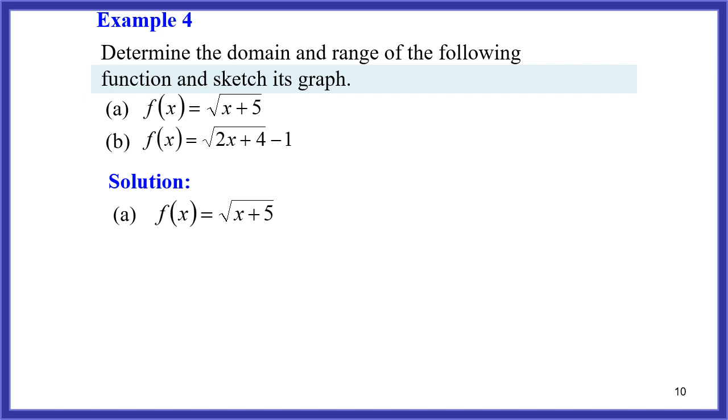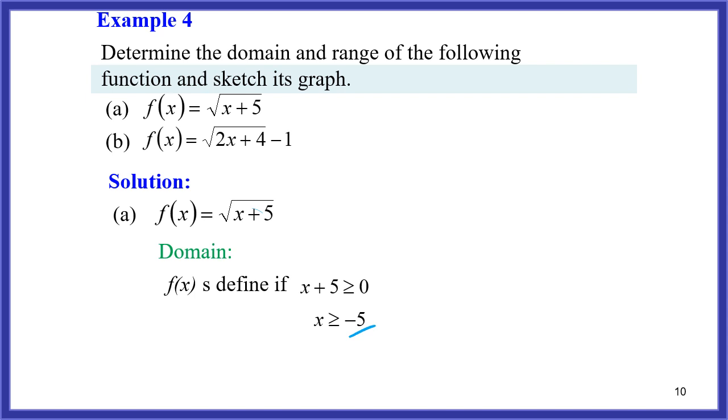So how do we determine the domain? f(x) is defined if everything under the square root is more than or equal to 0. So x plus 5 is more than or equal to 0. So x should be from negative 5 to infinity. X should be more than or equal to negative 5. This function is only defined if the value of x is more than or equal to negative 5.